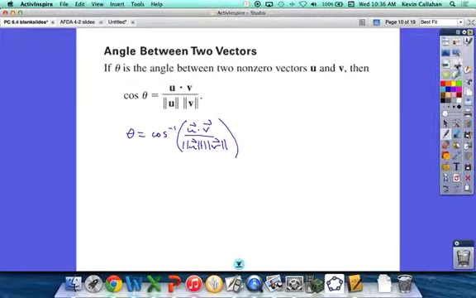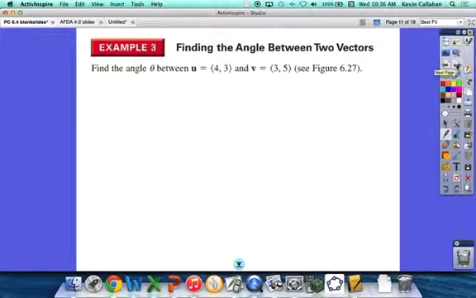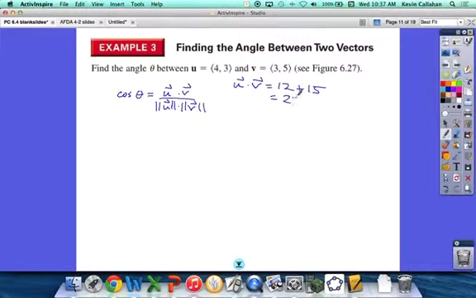Good. So find the angle between two vectors, 4, 3, and 3, 5. So using the formula, the cosine of the angle should be u dotted with v divided by the magnitude of u times the magnitude of v. Right, u dot v, I'll do up here, equals 4 times 3 plus 3 times 5, which is 27.